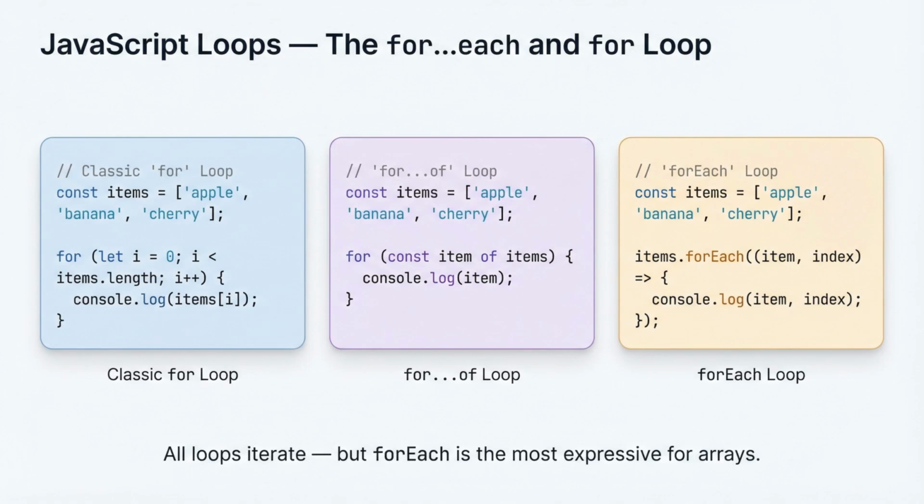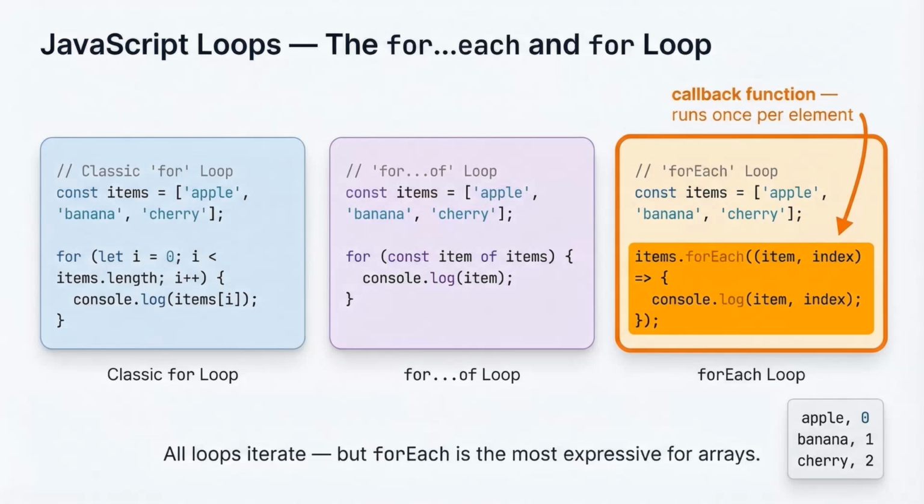One of the most important topics in JavaScript is loops. At their core, all loops do the same thing. They repeat a block of code. The classic for loop gives you full control over the counter. The for of loop is cleaner when you're iterating over an array or iterable. But the one to pay special attention to is for each. It's the most expressive and readable way to loop through array elements, and you'll see it constantly in modern JavaScript code.